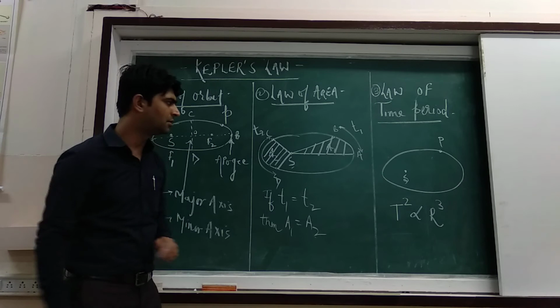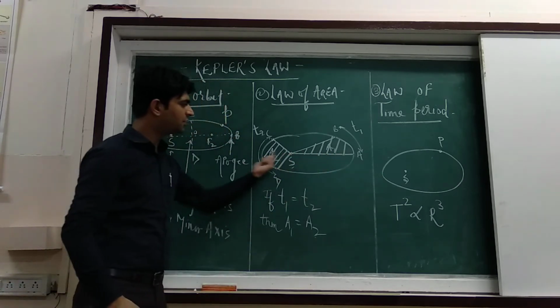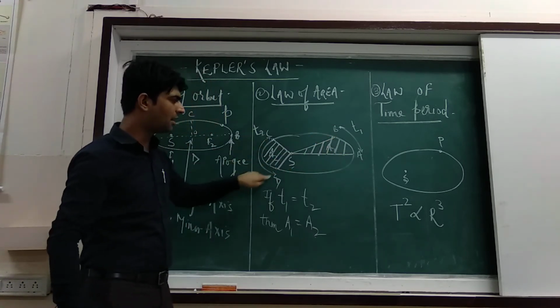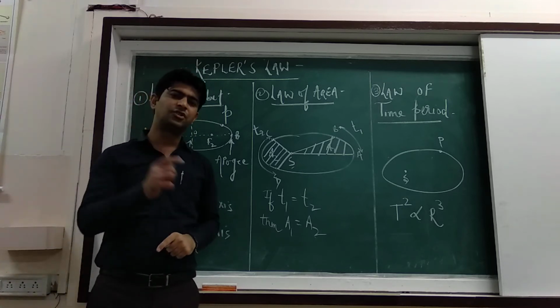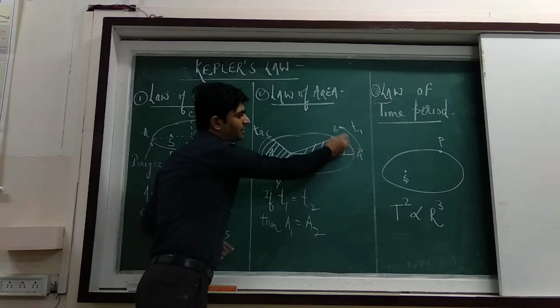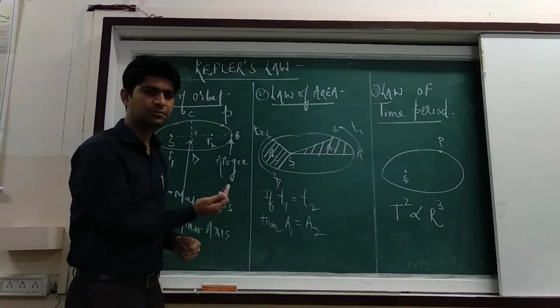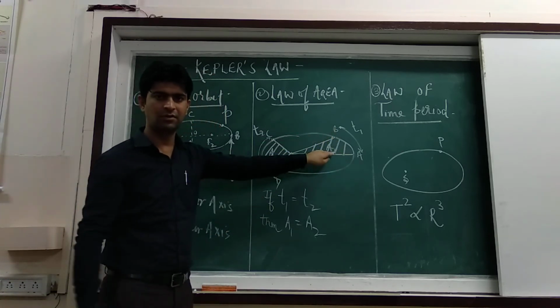Now what is the reason? Because see, from here the distance is more, from here the distance is less, so this arc is less as compared to this arc. So how are these areas becoming the same? This is one question that should strike your mind. The answer is, at this point the speed of revolution of the planet will be less. That's why it is covering a lesser arc, but the distance is more.